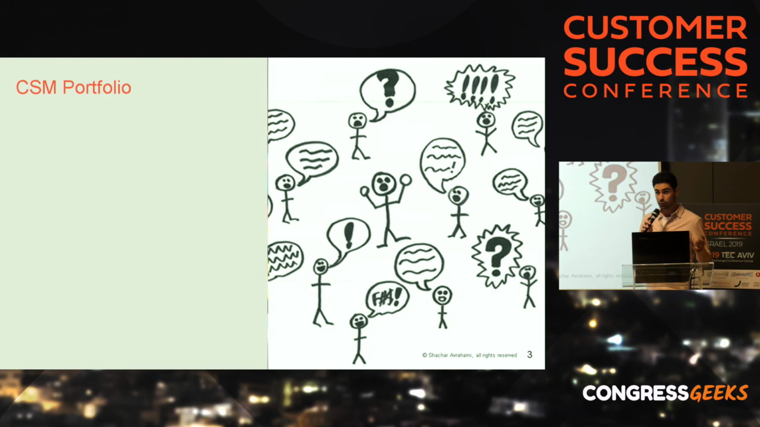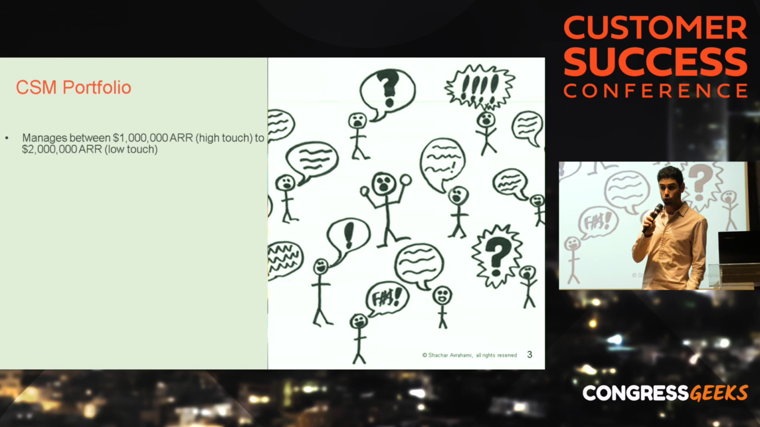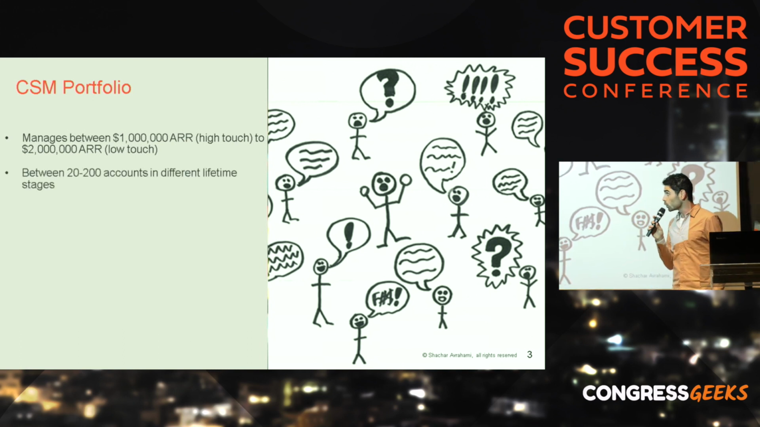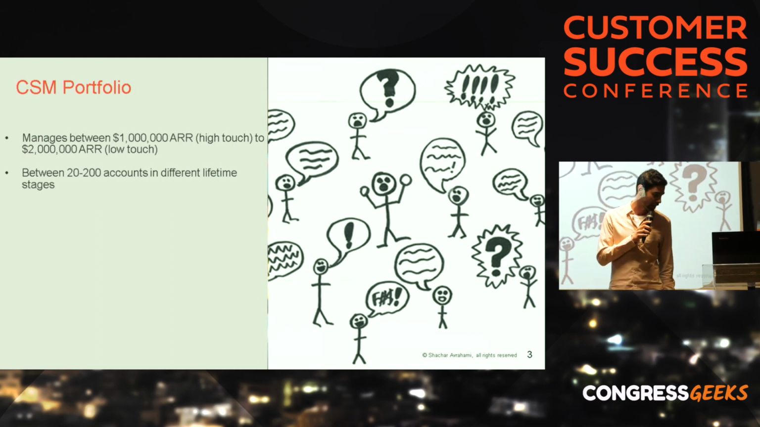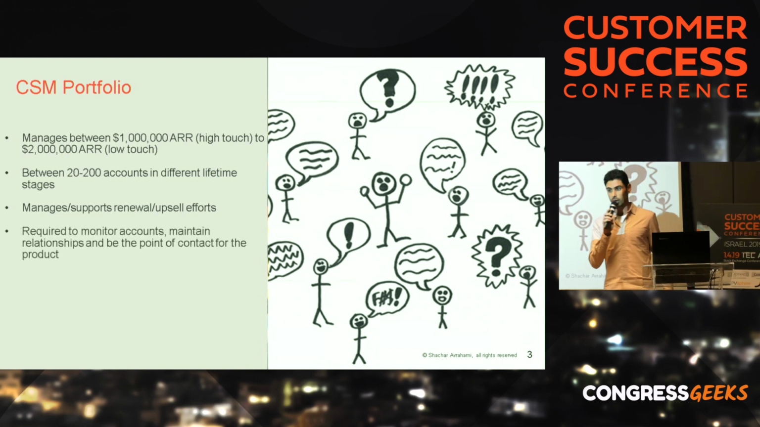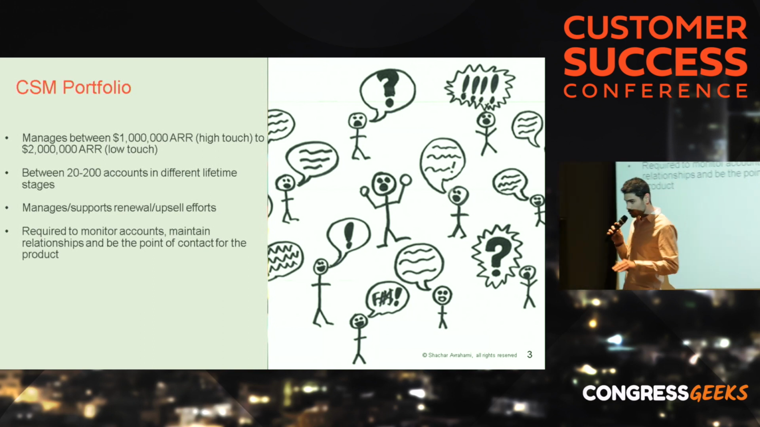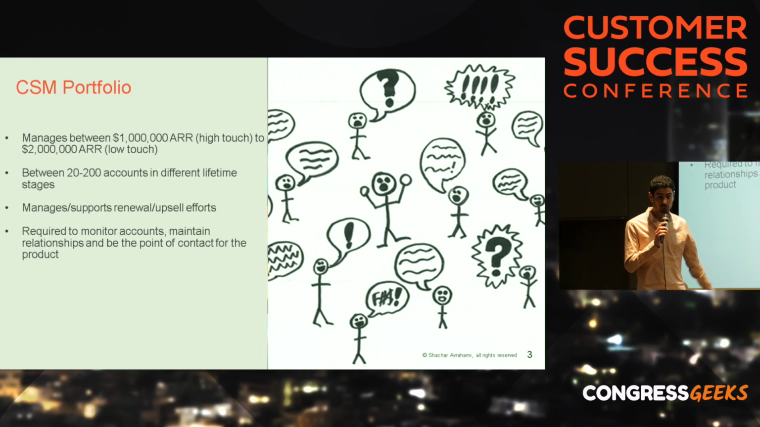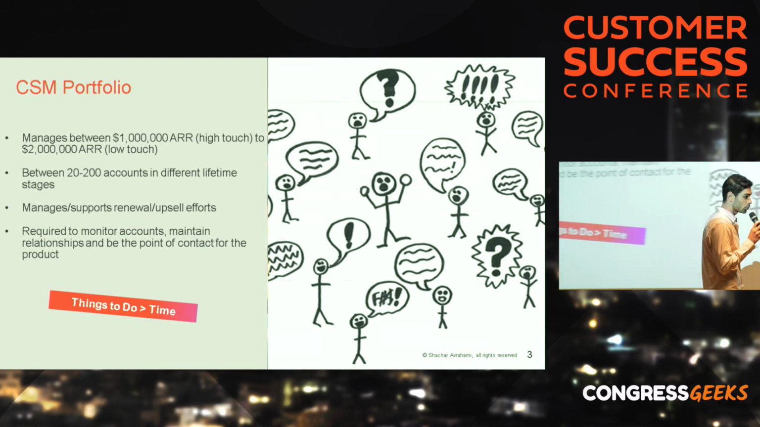To share a bit about the background to this project: if we look at a CSM portfolio, we know that they manage between 1 million to 2 million ARR as a benchmark of the industry, which converts to between 20 to 200 accounts on different lifetime stages. The CSM either manages or supports renewal and upsell efforts, and on top of that, they're required to monitor accounts, maintain a relationship, and be the point of contact between the customer and the product. The reason that I put all this is just to share that eventually the things that the CSM has to do are much bigger than the time they have to do it.